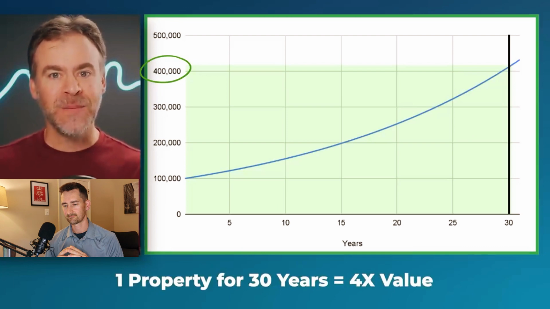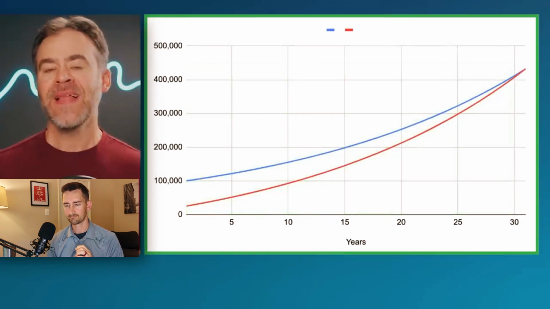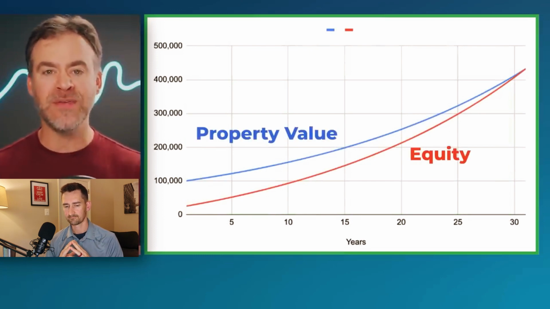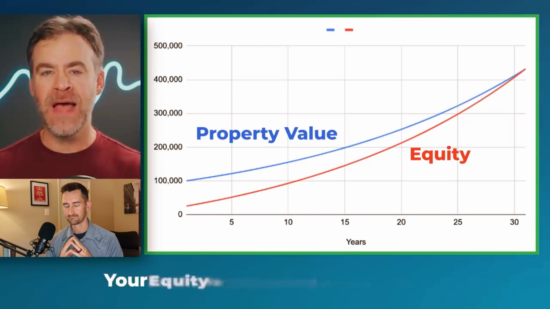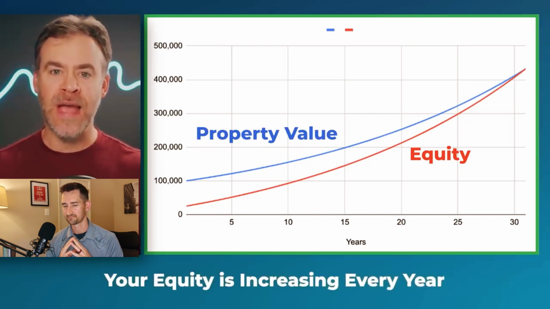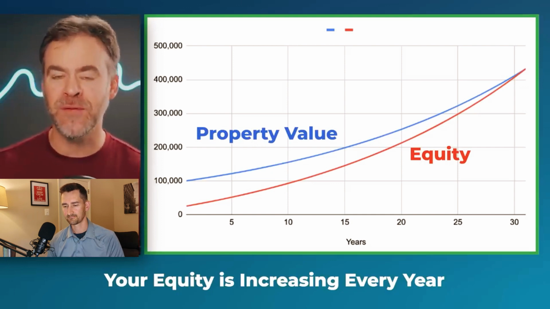However, that also means your return on equity is going very, very slow. Now, I'm adding a red line on the graph here to actually show you the equity in the property. You can see every single year that red line gets a little bit closer to the blue line, which is the property value. So your equity is building, which just goes back to that table I showed you a few seconds ago.